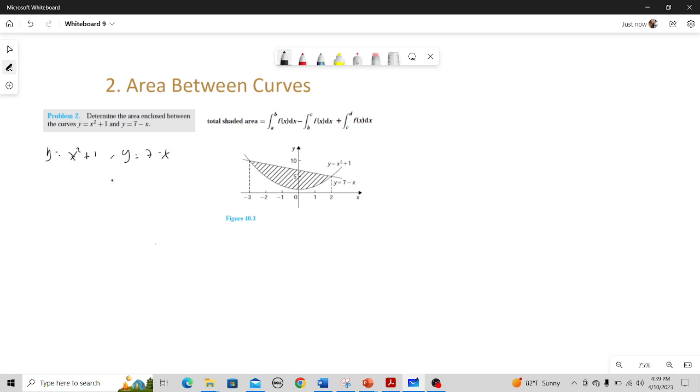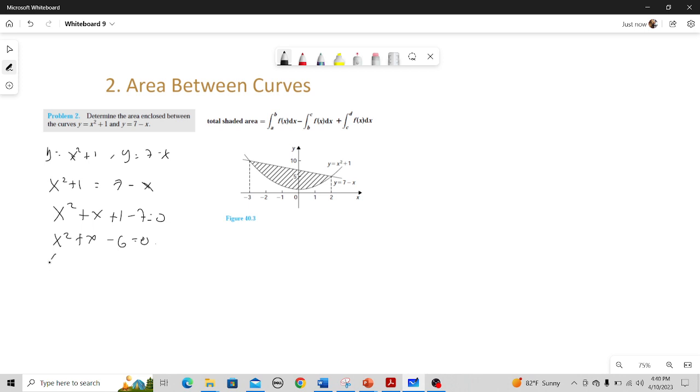Okay, so from here we can equate the two equations. You have x squared plus 1, and the other equation, 7 minus x. These are values of y. First, this one is x squared plus 1, and that one is 7 minus x. Simplifying further, you have x squared, and this one becomes positive x, and 7 becomes negative 7. You have plus 1 minus 7 equals 0. So you have x squared plus x minus 6 equals 0.